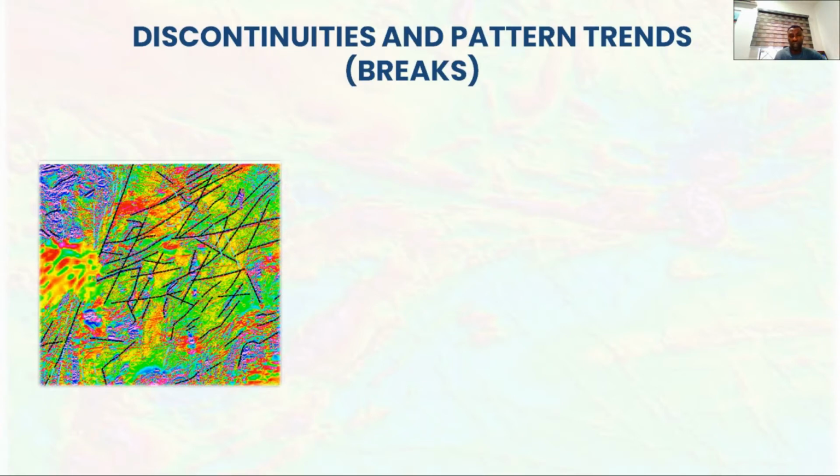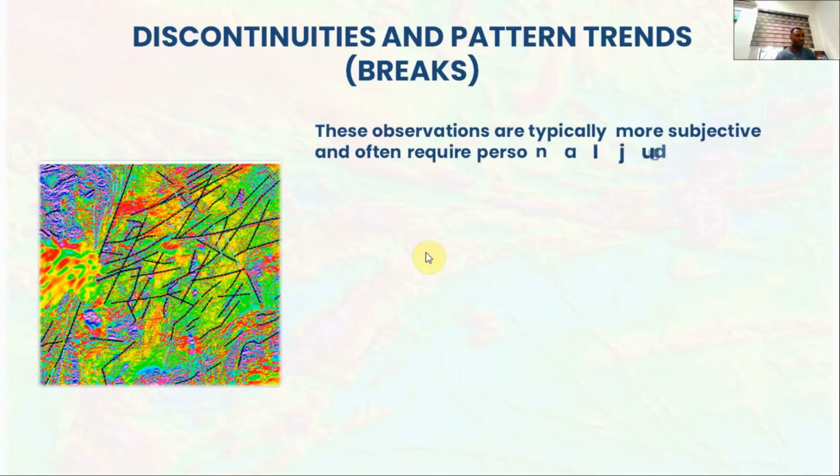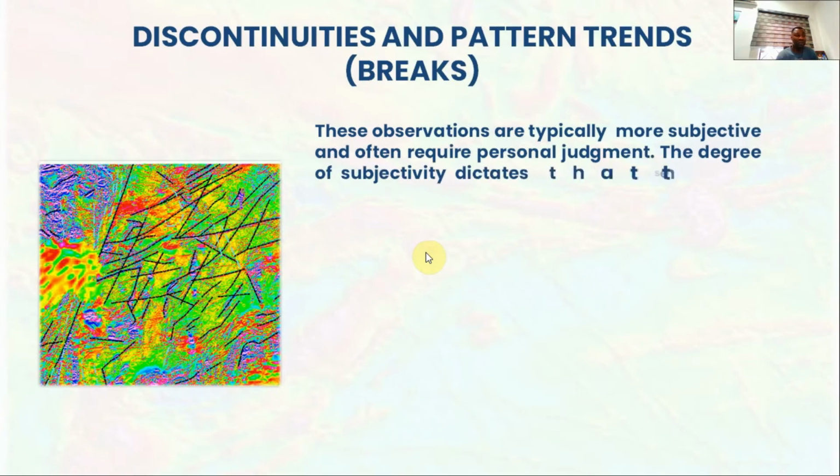When we're talking about discontinuities, we're talking about the breaks that we see in aeromagnetic data. These breaks could be faults, could be contact zones and all that. These breaks go in different kinds of patterns, as we can see here. These observations are typically more subjective and often require personal judgment.